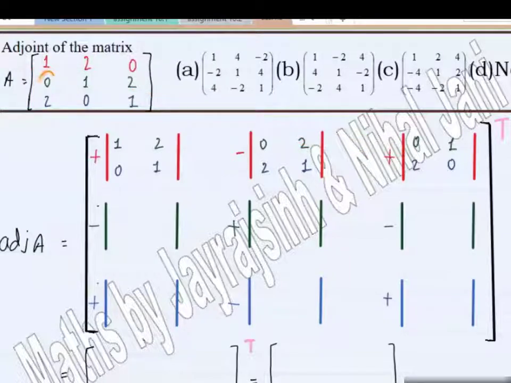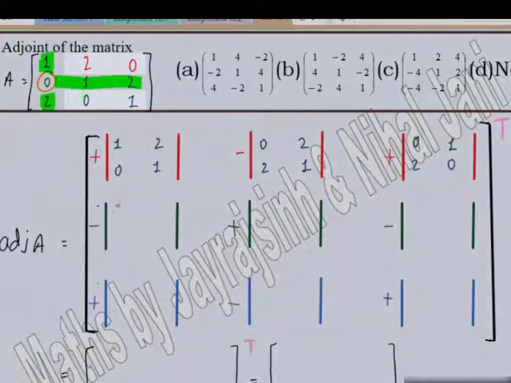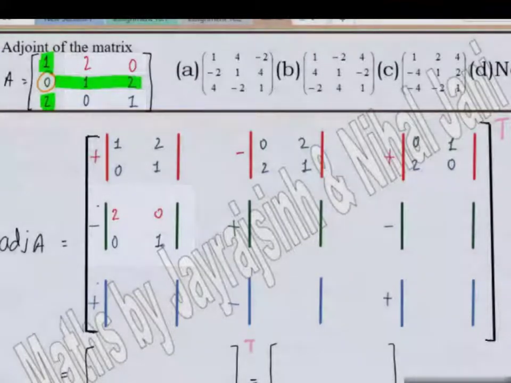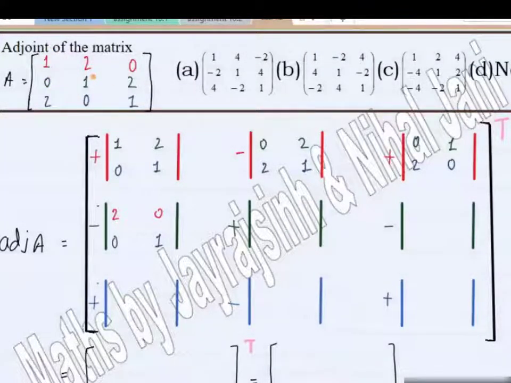Now the first element of the second row will have a minus in its cofactor, and you have to ignore its second row and first column. So we will get minus 2, 0 and 0, 1. Now it's time for the cofactor of element A22. It will have a positive sign, and we have to ignore the second row, second column.